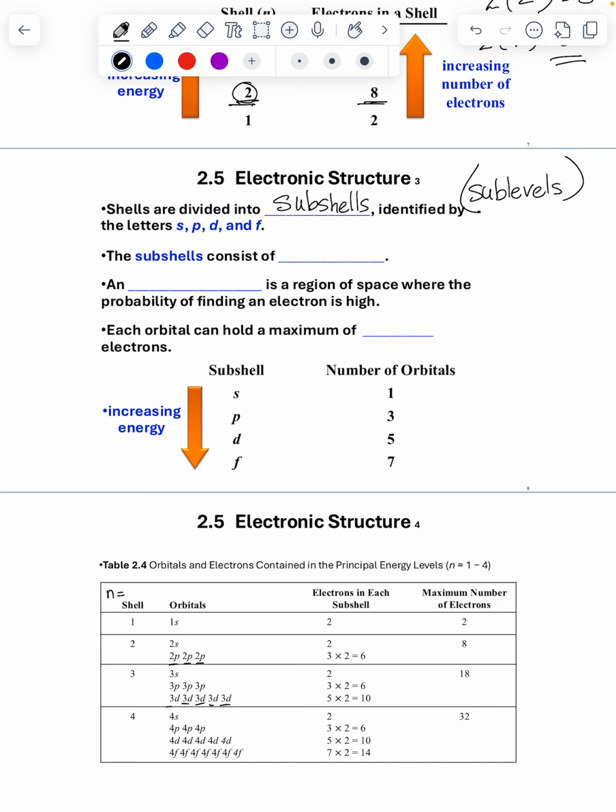These sublevels are identified by the letters S, P, D, and F. Okay? And then these subshells actually consist of something called orbitals. An orbital is a region of space where the probability of finding an electron is very high, and each orbital can hold a maximum of 2 electrons.